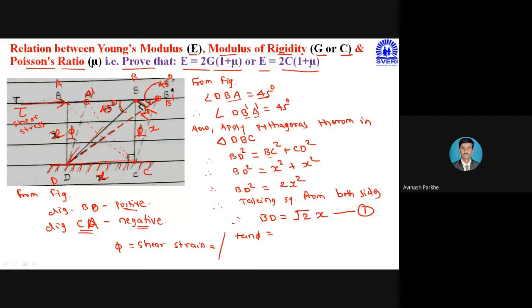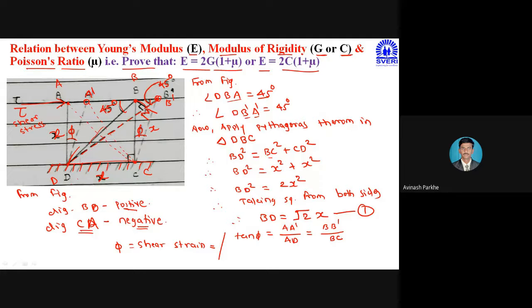Tan phi is equal to front side upon adjacent side. What is the front side of the phi angle? A dash. What is the adjacent side? AD. At the other side, what is the front side of this phi angle? B dash. What is the adjacent side? BC. Getting? Tan phi is equal to A dash upon AD, which is equal to B dash upon BC.